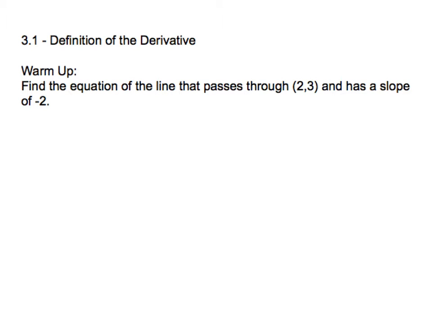So as a warm-up, I want you to take a moment to find the equation of the line that passes through the point (2, 3) and has a slope of -2. And remember, I had suggested using point-slope form of a line. So try to get more and more comfortable with that as we move through this chapter in particular.